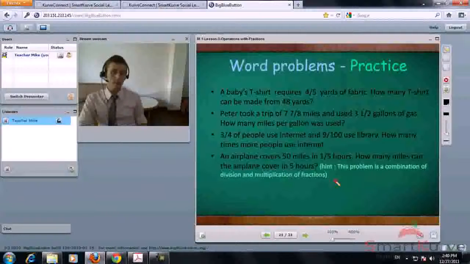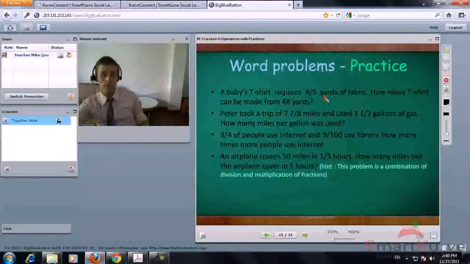More practice word problems. A baby's t-shirt requires 4/5 yards of fabric. How many t-shirts can be made from 48 yards? So we know that 48 yards divided by 4/5, we need to find the reciprocal. So 48 times the reciprocal, which is 5/4.